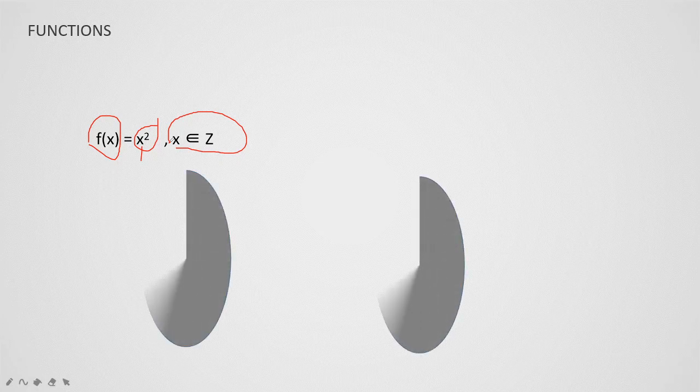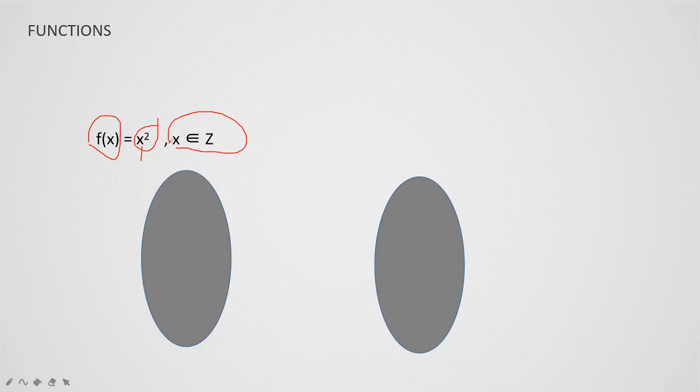Now let me draw my diagrams. I will put some numbers in the input set: -5, 3, 4, 6, -2, and so on. Then I will square it and will put some numbers in the output set: 25, 9, 16, 36, 4. Okay.